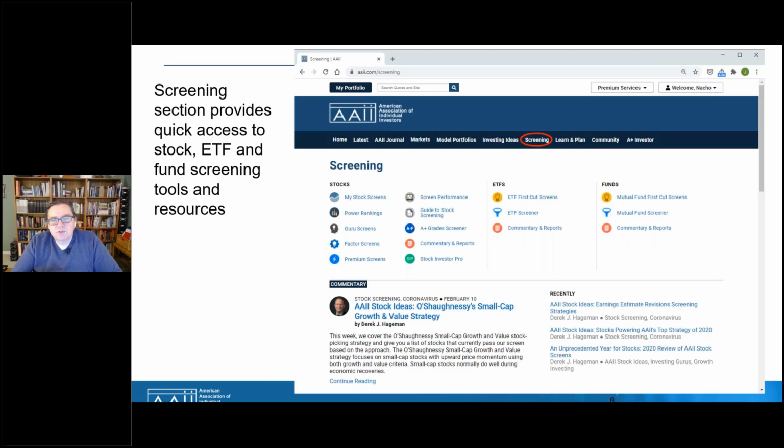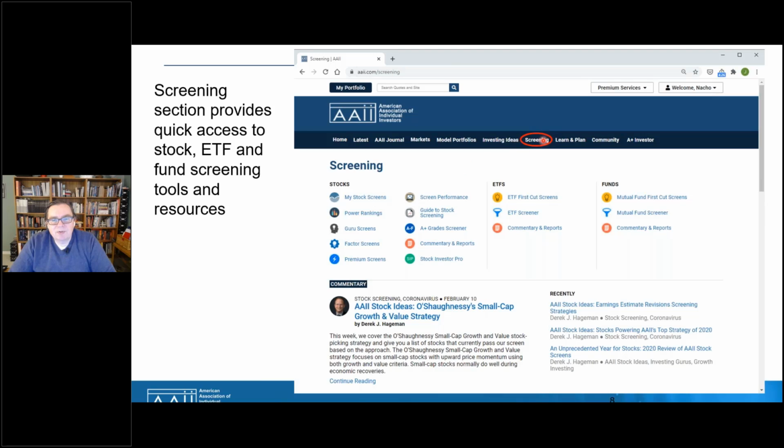And the screening tools we'll be discussing tonight all fall within the screening section of our site. And this is referenced by clicking on the screening tab here. You want to be logged in as a member. And the most common tools are displayed at the top of this website. So the stock-related screens are located in this section, and we have some ETF tools as well as fund screening tools. And let's talk a little bit about what some of these resources are.